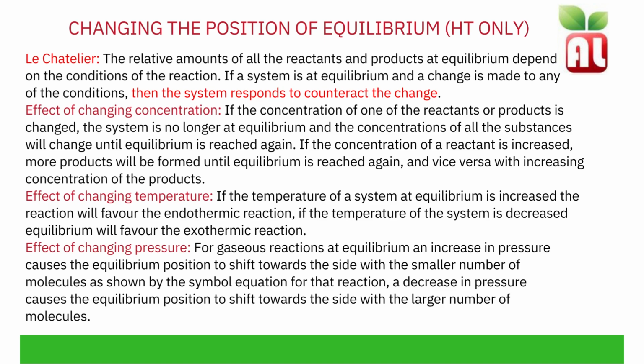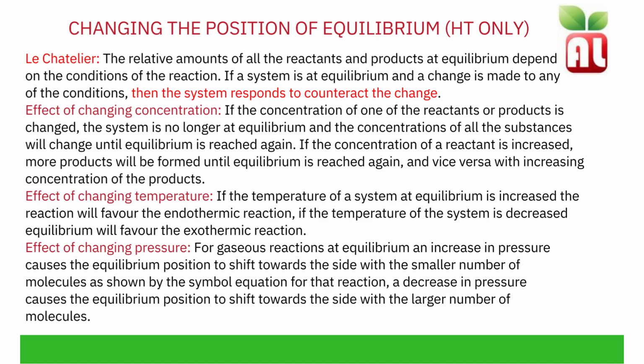The effect of changing concentration. If the concentration of one of the reactants or products is changed, the system is no longer at equilibrium and the concentrations of all substances will change until equilibrium is reached again. If the concentration of reactant is increased, more products will be formed until equilibrium is reached again, and vice versa with increasing concentration of the products.